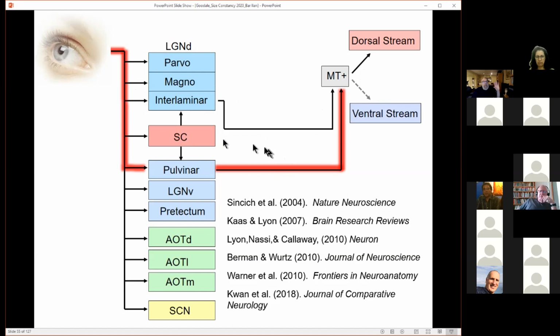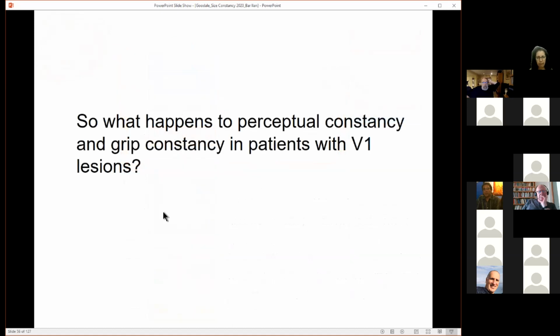And there's also projections, they're much bigger in the infant, it's been studied most in the marmoset, that go to the pulvinar and from there to cells in MT, and from there to the dorsal stream. This pathway is less strong in adults, has not been studied in humans, and very little work in macaques. But in marmosets, there's quite a bit of evidence for this pathway. So one can ask, what happens to perceptual constancy and grip constancy in people who have V1 lesions?